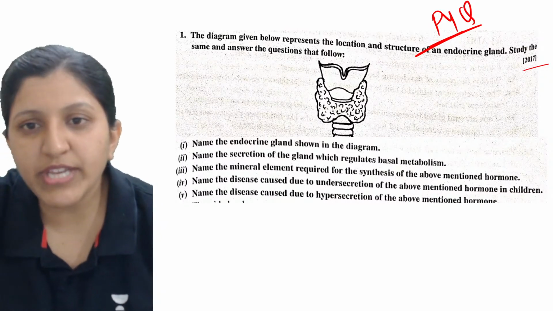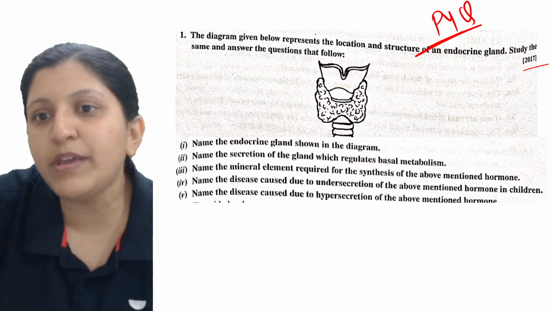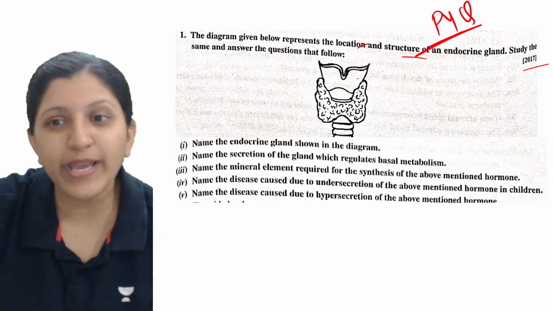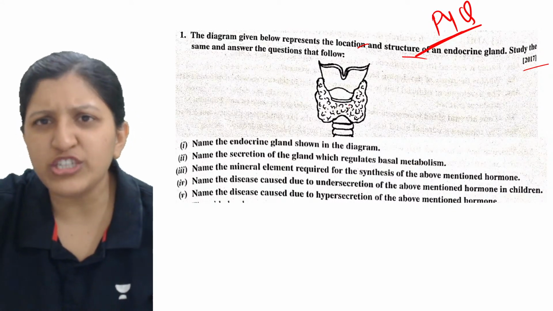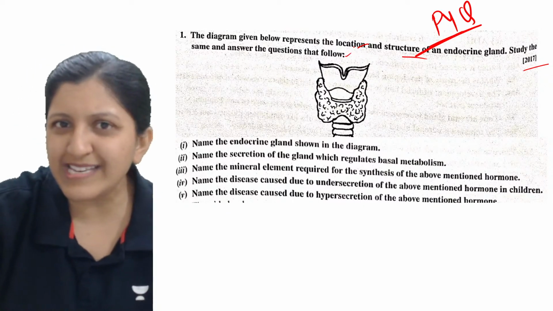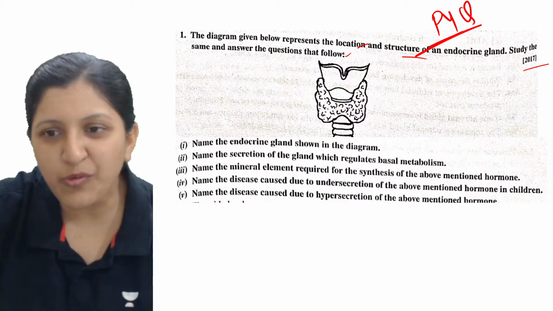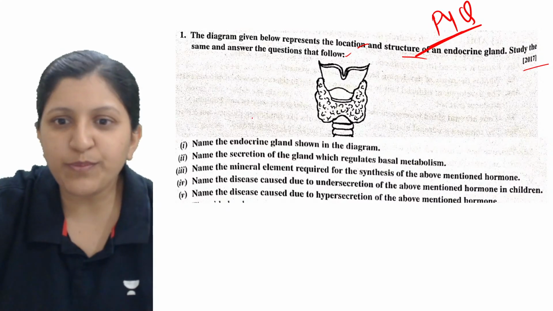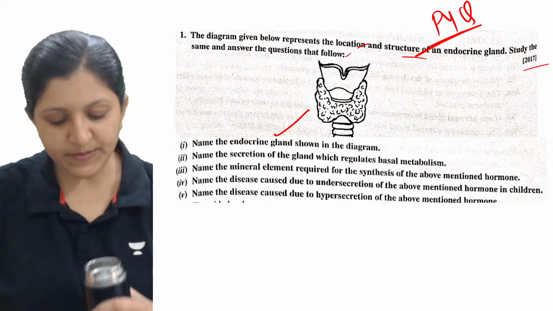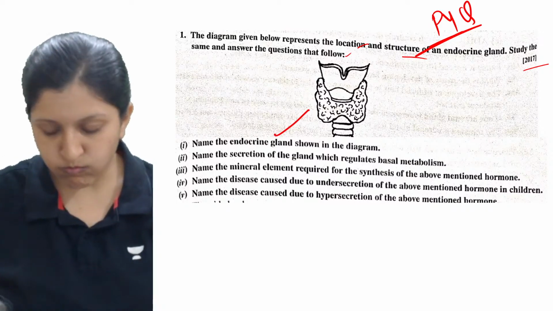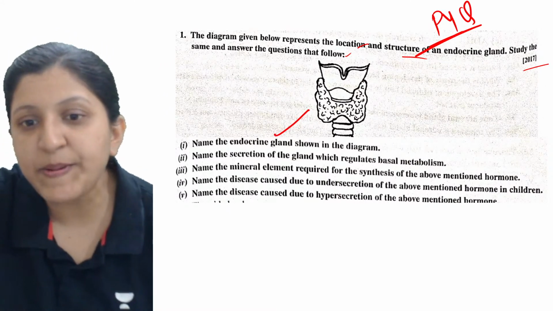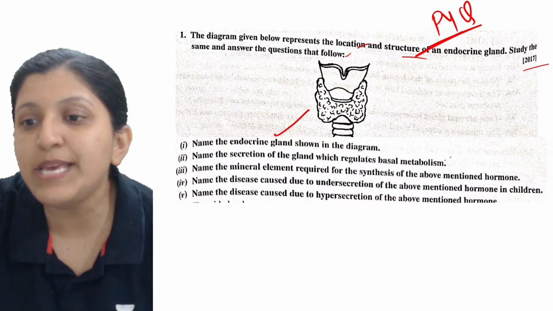Now this one I've taken from Together With, and you can see here the diagram given below represents the location and the structure of an endocrine gland. By looking at this you can understand what exactly the location is and what this gland is. Study the same and answer the questions that follow. Did you get this? Did you understand what gland this is? You need to name the endocrine gland shown in the diagram. Yes, anybody? What is the endocrine gland shown here in the diagram? Name the secretion of the gland which regulates the basal metabolism.